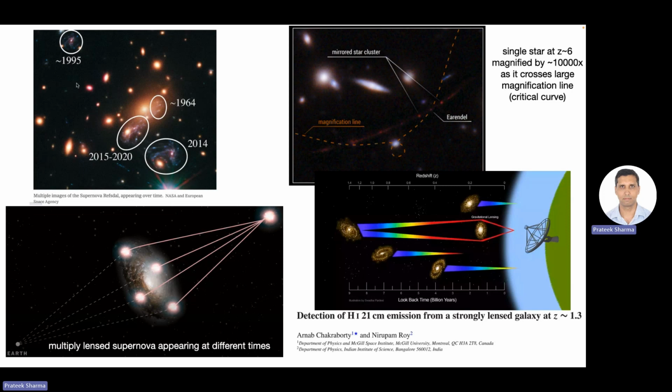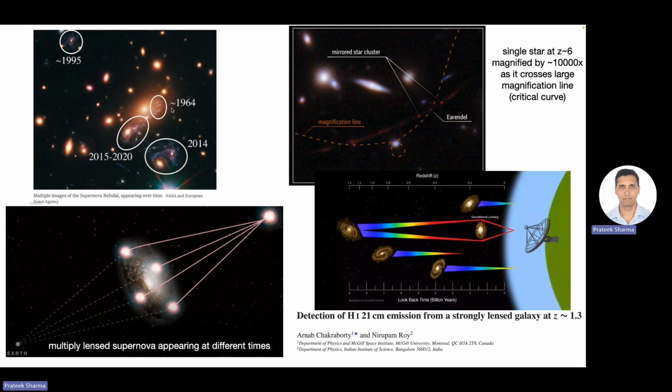So this is another thing. This is a background galaxy which had a supernova go off, and there is a foreground cluster. The supernova is like a time event. So it forms multiple images, right? The supernova goes off, and the light can take different paths, and these different paths have slightly different time delays. The light from this event will reach Earth at different times. So you saw the supernova go off in this system in 1995, and you predicted it to reappear in 2015 to 2020. And in fact, something like this also happened in 1964. So this is like a temporal signature of lensing.